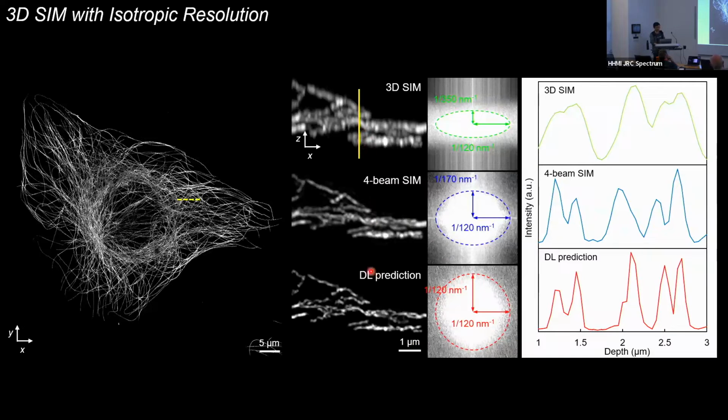Although all three methods offer similar lateral super resolution here, which is all 120 nanometers, so here is the OTF, or you can say in the frequency domain, to explain the resolution. Along the axial direction, however, both full beam SIM and deep learning prediction show close visual and quantitative agreement in differentiating the relatively close peaks along the axial view.